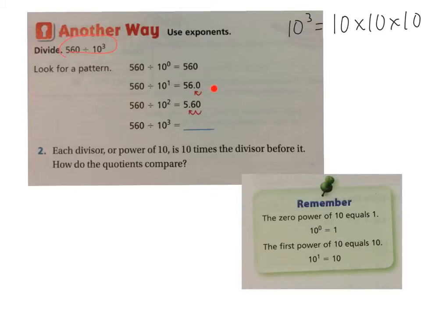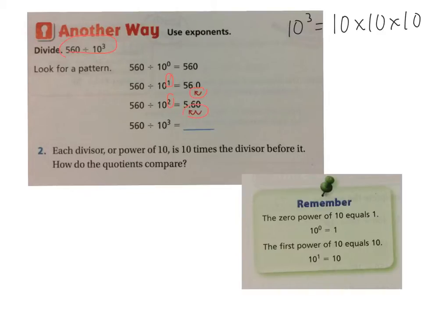Siddharth? Well, 10 to the first power is the same thing as 10. And previously we learned that 560 divided by 10 is also 56. And I noticed that the exponent here is 1, and the decimal point moved 1 space. 560 divided by 10 to the second power, which we know is 100, is the same as multiplying by 100th. How many spaces did the decimal point move? 2 spaces to the left.